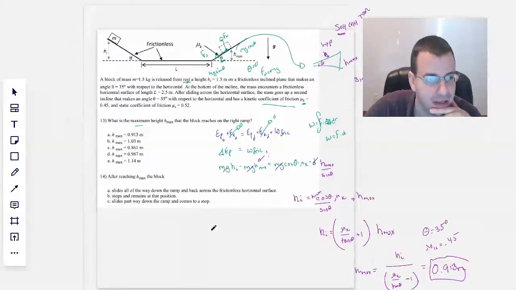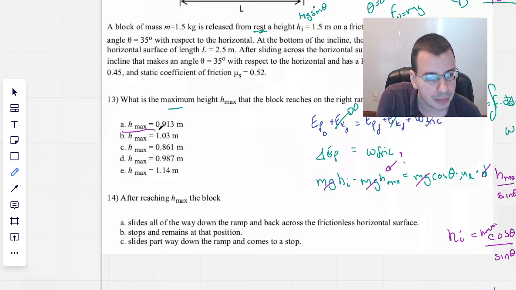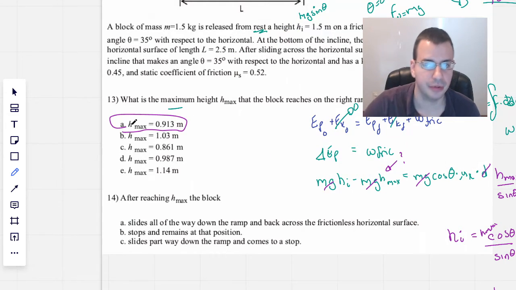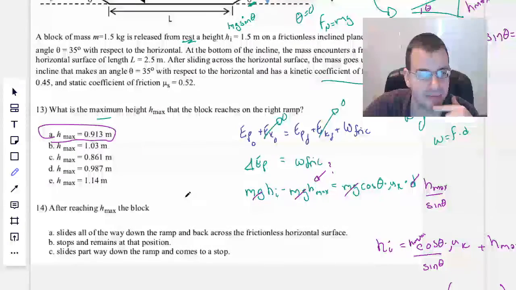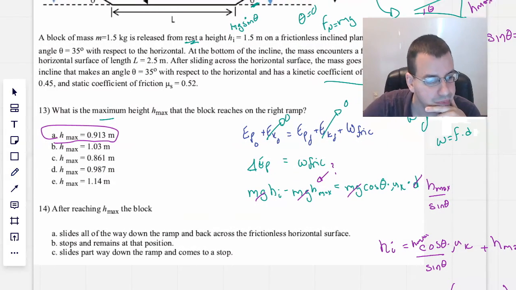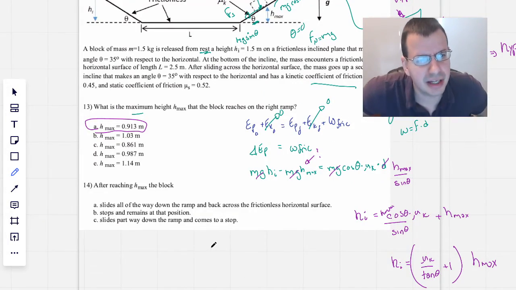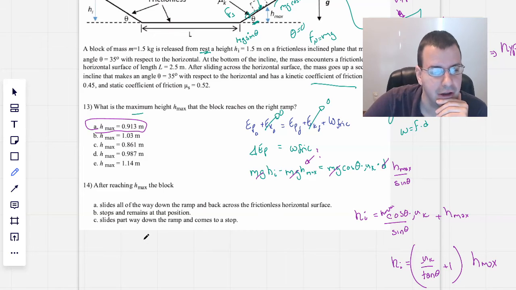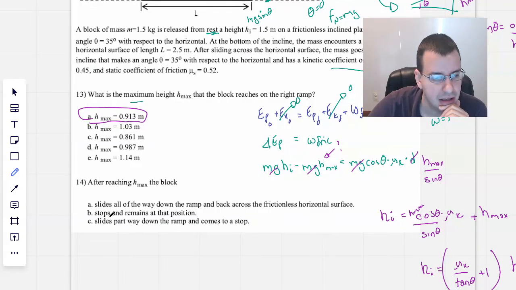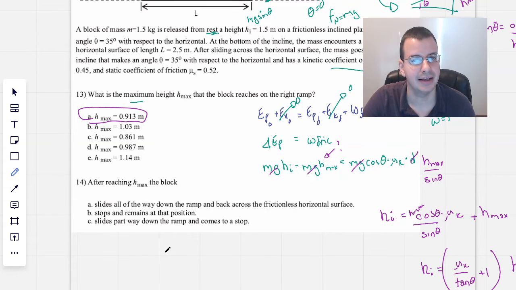So check out what our possible answers are. Yep, it's even the first one, which is convenient. Right there, 0.913. So what is the maximum height h max the block reaches on the right ramp? It's true, yep. After reaching h max, this is a cumbersome problem. It's reasonably challenging. After reaching h max, the block slides all the way down the ramp and back across the frictionless surface, stops and remains in position, slides partway down the ramp, and then comes to a stop.